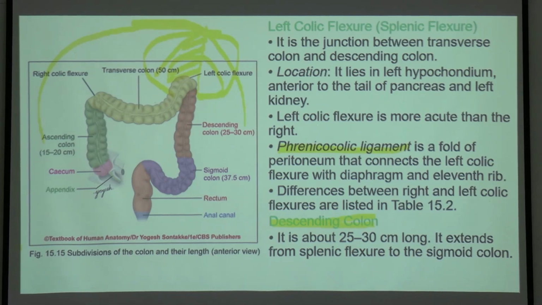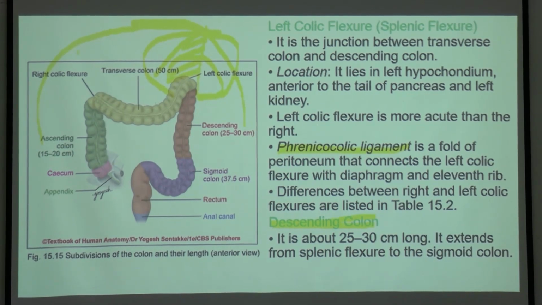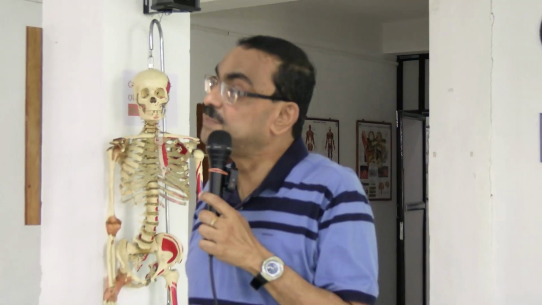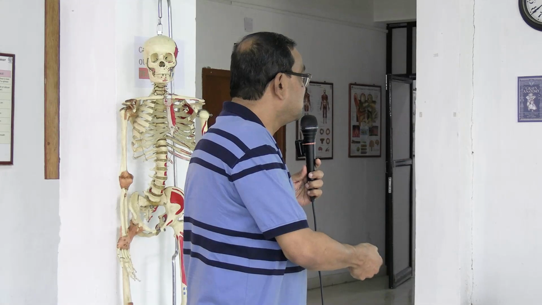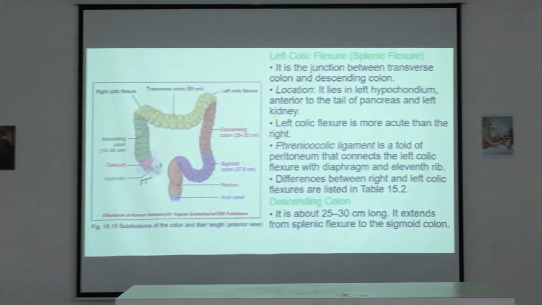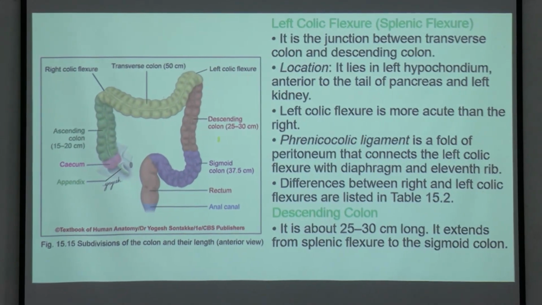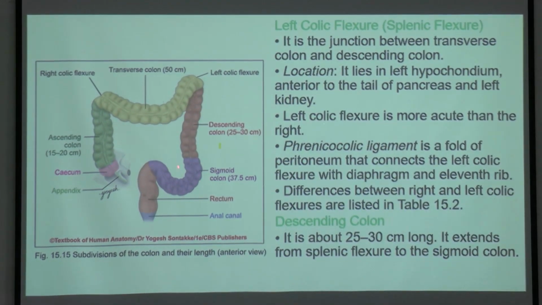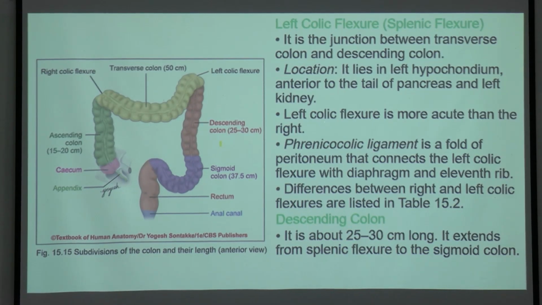What is the length of the transverse colon? 50 centimeters. The length of the pelvic colon is almost next to it, that is 40 centimeters, and it is variable. The length of the ascending colon is 15, and the descending is double, that is around 30. So around this descending colon we can get some area.